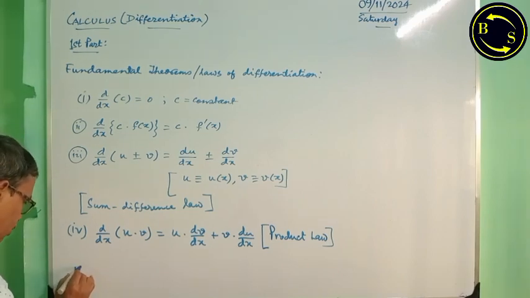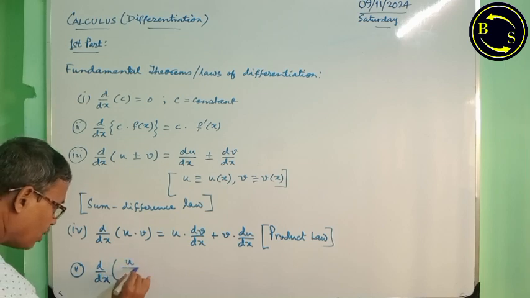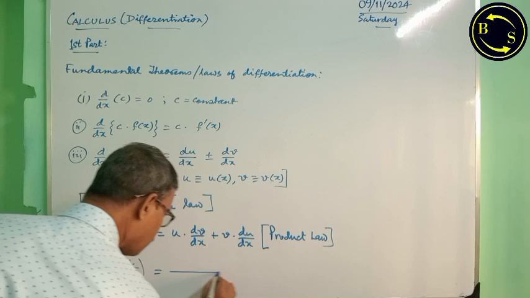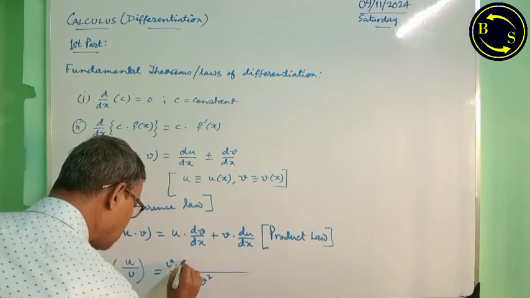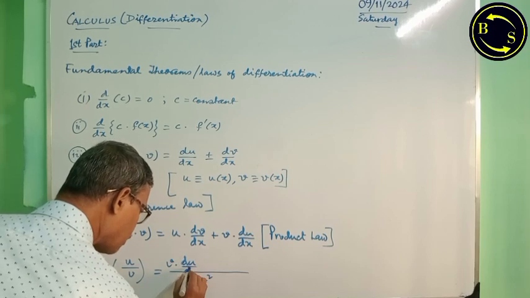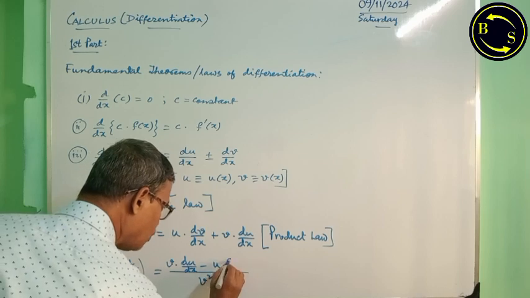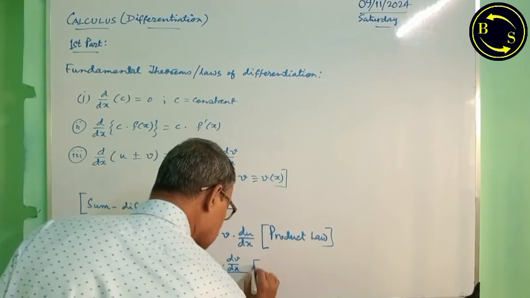Number 5, d/dx of u by v, that will be equal to (v du/dx minus u dv/dx) divided by v square. Quotient law.